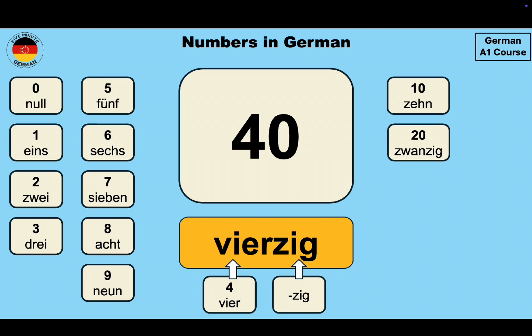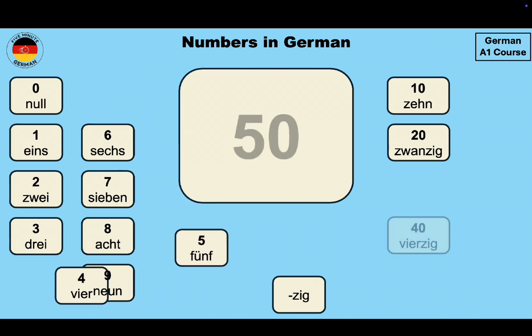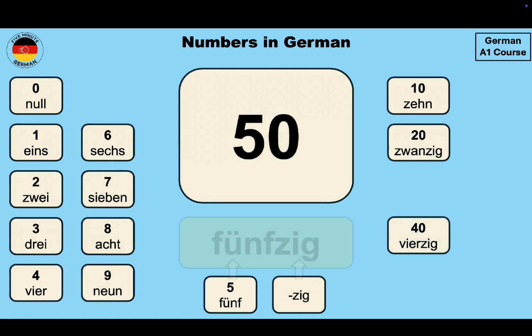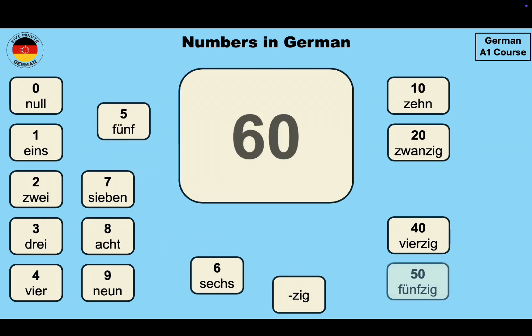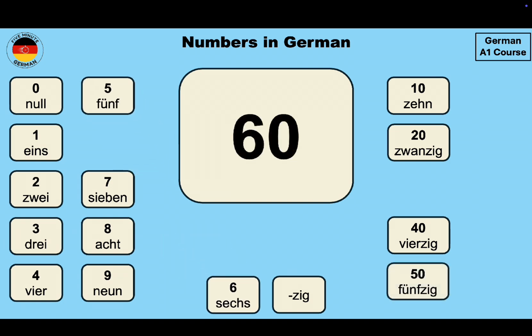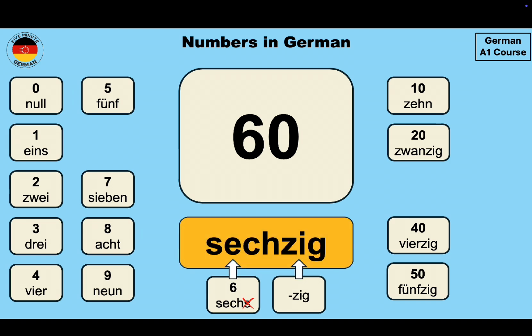I have skipped 30 right now and we will come to it at the end. So the next number 50 will be written with a 5, so it will be 50, with the same ending as 40 and 20. The next number 60 will be with 6, and over here again we will remove the s at the end, so it will become 60.